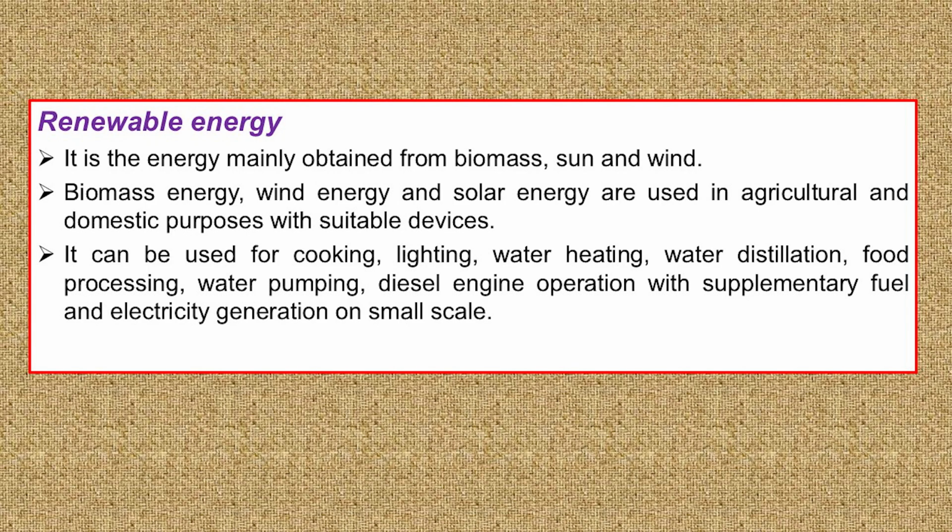But energy obtained from biomass, from sun radiation, and from winds is used in the field of agriculture, at least for agro-processing industries and others. Bioenergy, wind energy, and solar energy are used in agriculture and for domestic purposes with suitable devices, because they are not in a readily available form. We need to convert them into a convenient form.